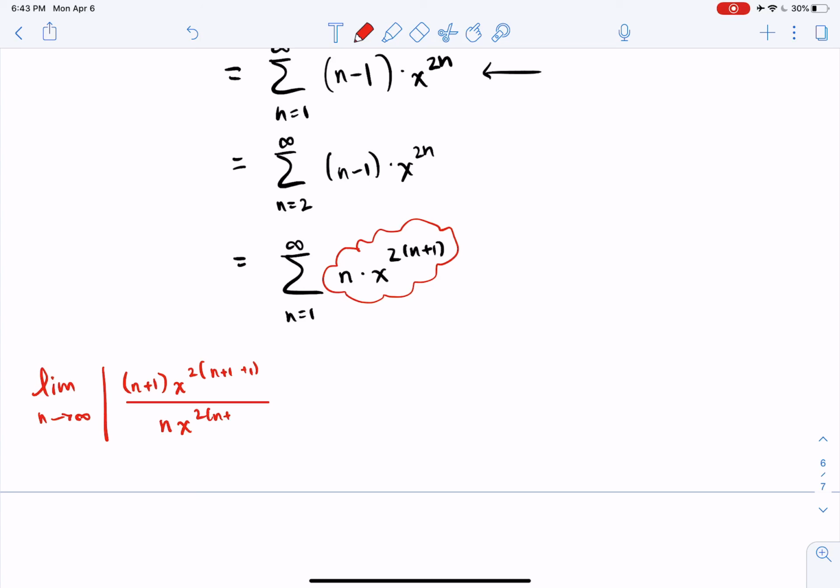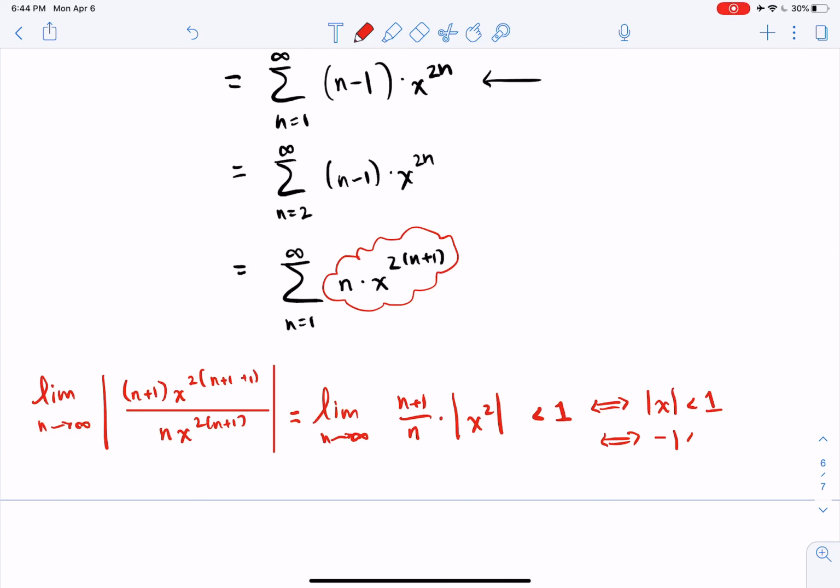And doing a little bit of algebra, you get that this is n plus 1 over n times the magnitude of x squared. Okay, so your x to the power of 2n plus 2 in the numerator and 2n in the denominator will whittle down to x squared in the numerator. And we need this to be less than 1 if we want this thing to converge. Well, that is true if and only if the magnitude of x is less than 1, which is true if and only if x is between the values -1 and 1. Whew. Okay, good job, everybody.